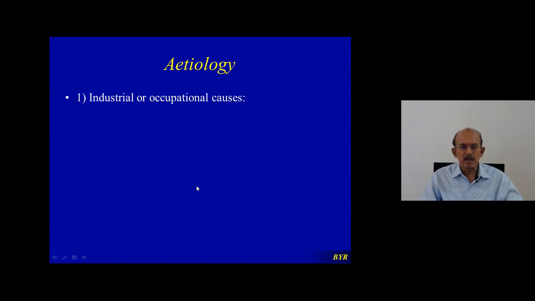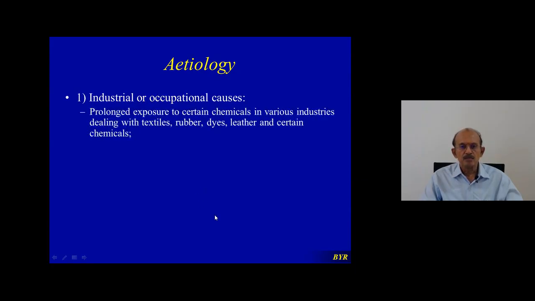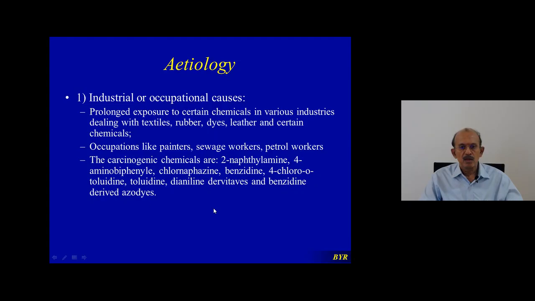Etiology, industrial or occupational causes. Prolonged exposure to certain chemicals in various industries dealing with textiles, rubber, dyes, leather, and certain chemicals. Occupations like painters, sewage workers, and petrol workers. These are all the carcinogenic chemicals. Then genetic causes. It is reported in some families. Smoking, bilharziasis.